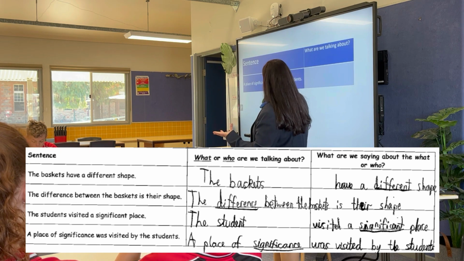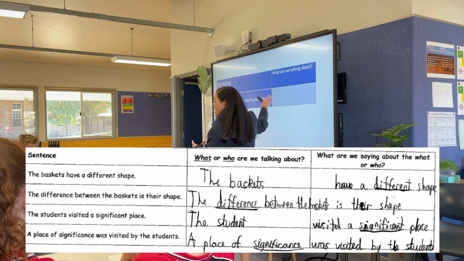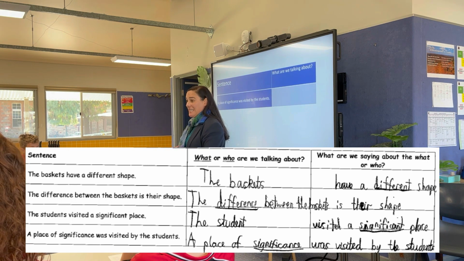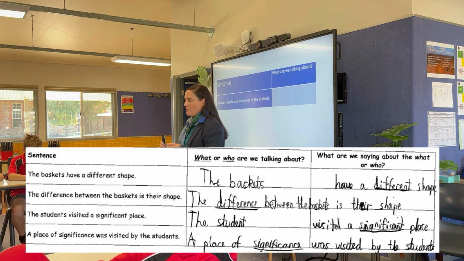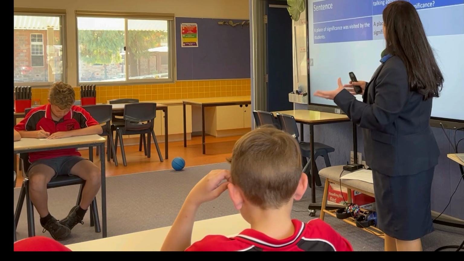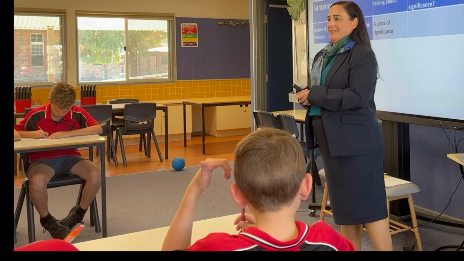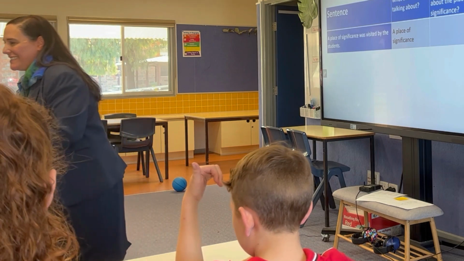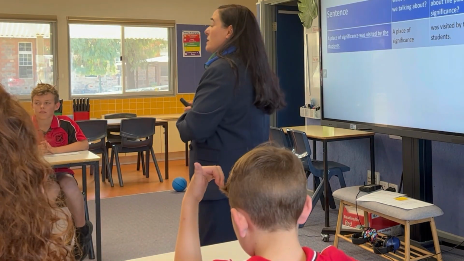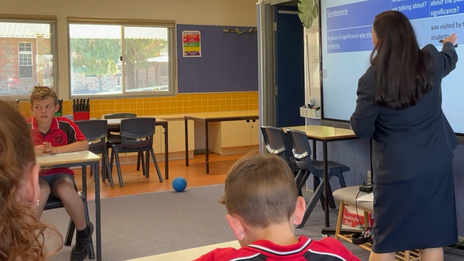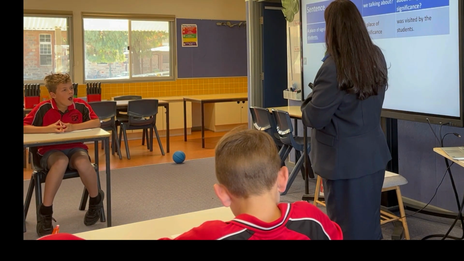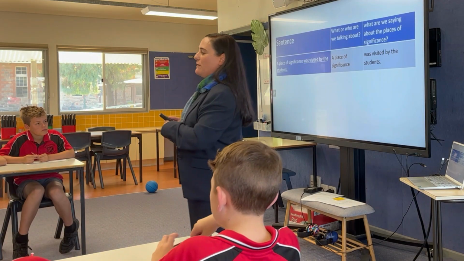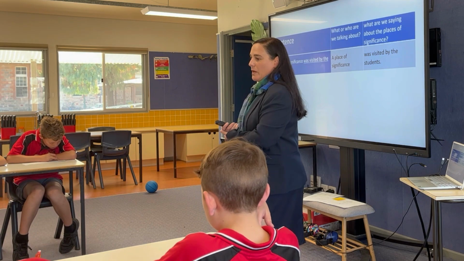So in this version of the sentence, what are we talking about? A place of significance. Write that down over here. That's what we're talking about. A place of significance. And what are we saying about the place of significance? That it was visited by the students. That's right. A place of significance was visited by the students. Finish off your sentence. Was visited by the students. Full stop. Underline the word significance. We're going to talk about that word today as well.